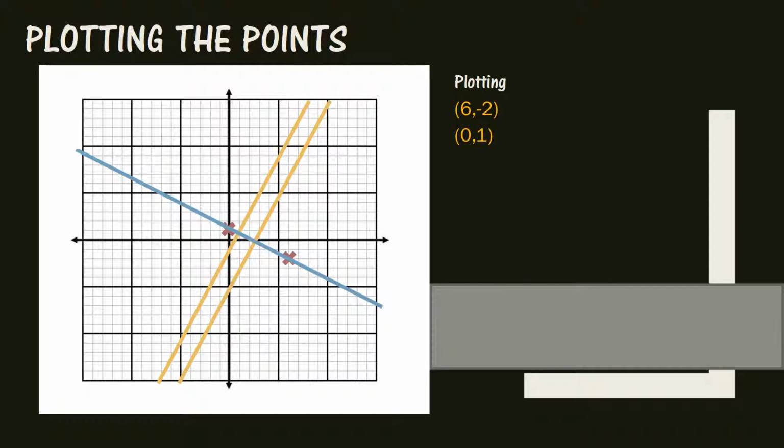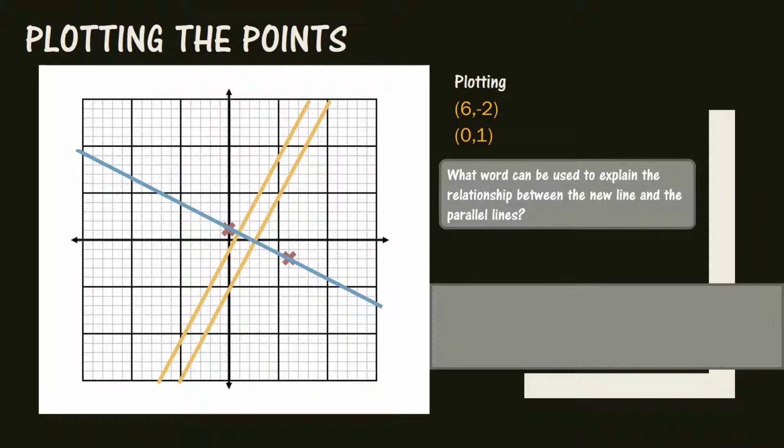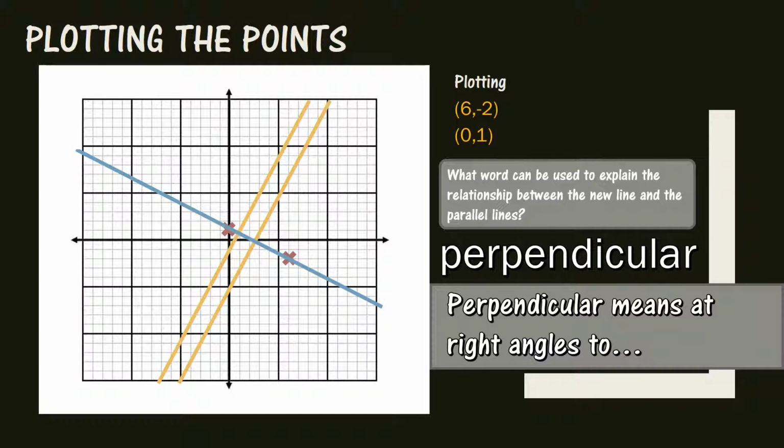Now, it mightn't look exactly like that, but if we can pick a word used to describe the relationship between the new line and the parallel lines, we should come up with the word perpendicular. And perpendicular means at right angles too, so at 90 degrees, a bit like the corner of the table now.